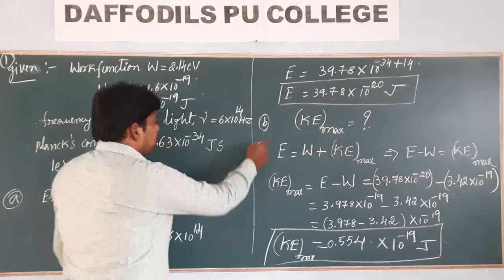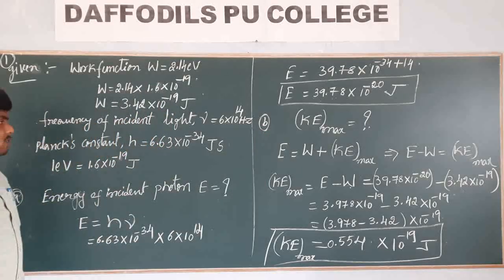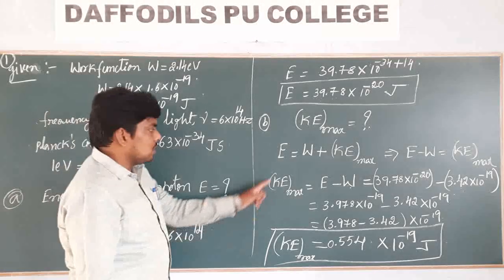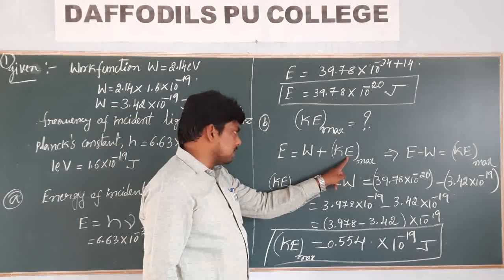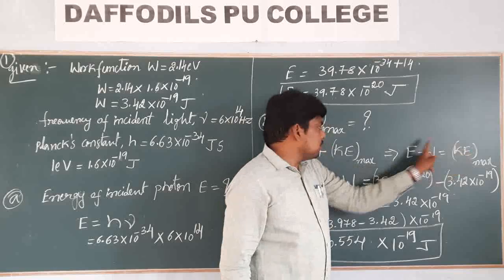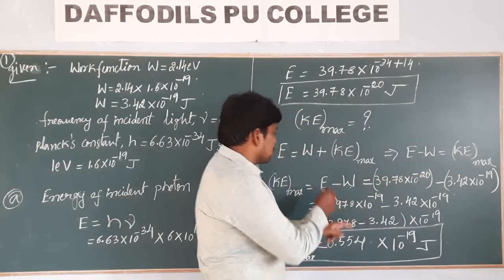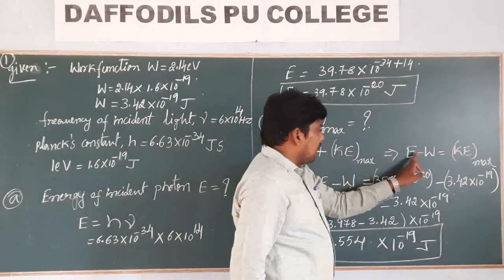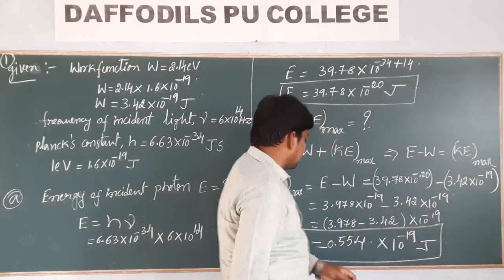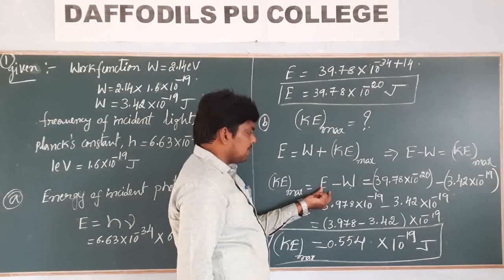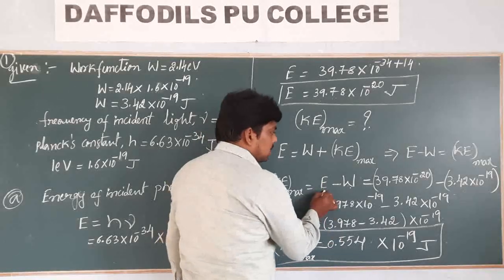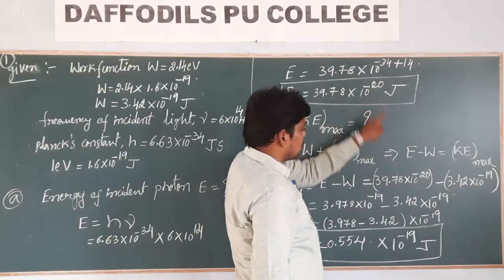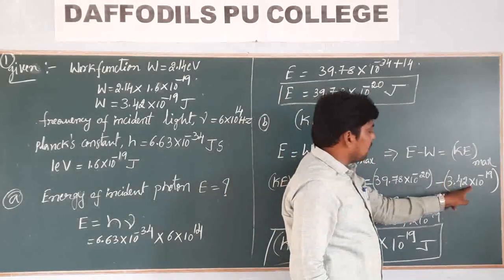Next one, B. What we have to calculate? Maximum kinetic energy. We know the Einstein photoelectric equation. Energy is equal to work function plus kinetic energy. From this one, kinetic energy will be equal to energy minus work function. We have taken the work function to the LHS. Then the equation becomes energy minus work function is equal to kinetic energy. Substitute the energy value as well as the work function value. Here the energy value is in terms of the joule, so the work function also must be in terms of the joule.